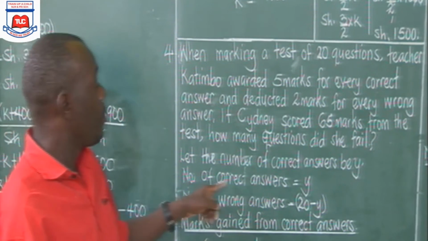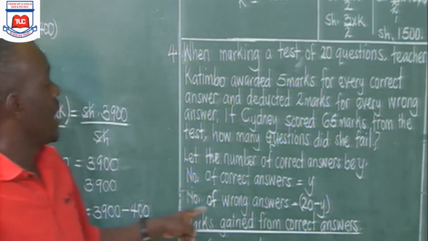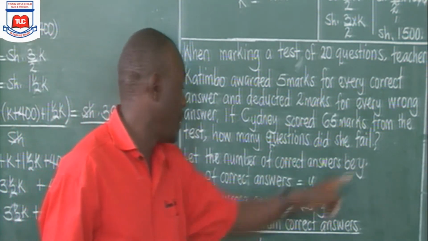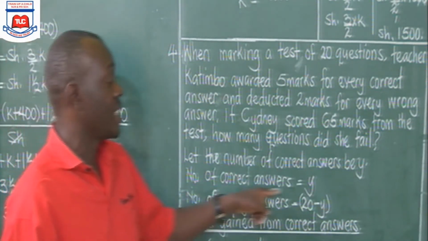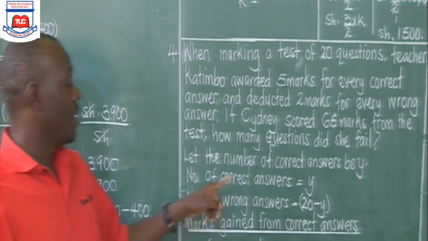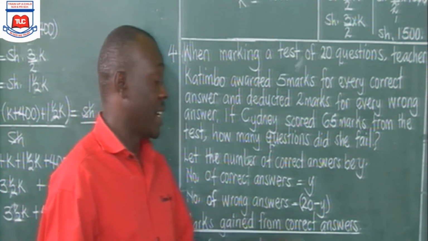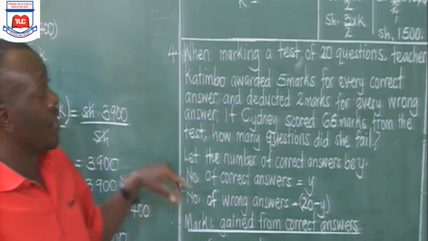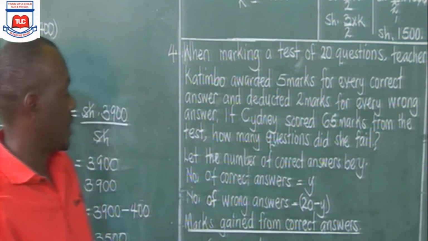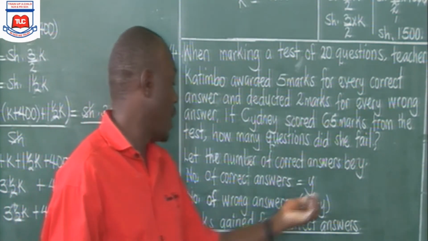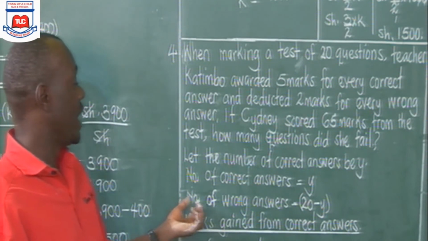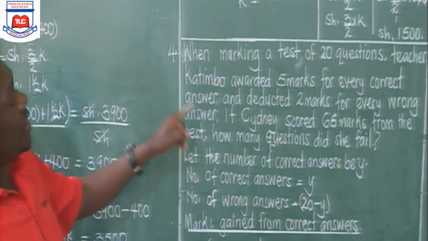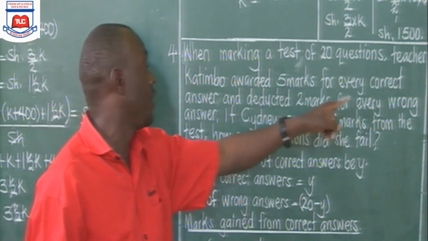Let the number of correct answers be y. If the number of correct answers is y, then the number of wrong answers is 20 minus y, because the whole test was of 20 questions. Now, this teacher Katimbo awarded 5 marks for every correct answer.